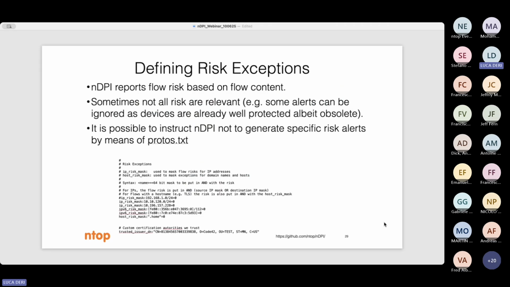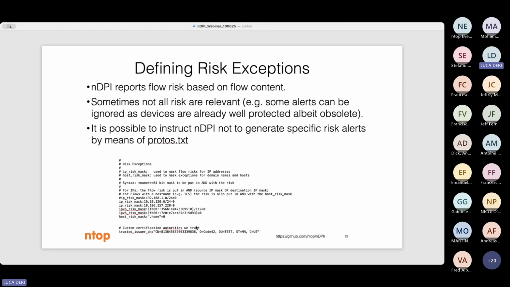However, in real life, we also have some exceptions. For instance, you have an old device, an old printer sitting on your network that we all know is insecure, full of bugs and everything, but that we want to replace, or we cannot replace. This is because the printer is very well protected through access control lists, for instance. So we are confident that this is not going to create us problems. We need to create an exception, because otherwise nDPI will trigger over and over those flow risk alerts, even though we believe that those are not very relevant.